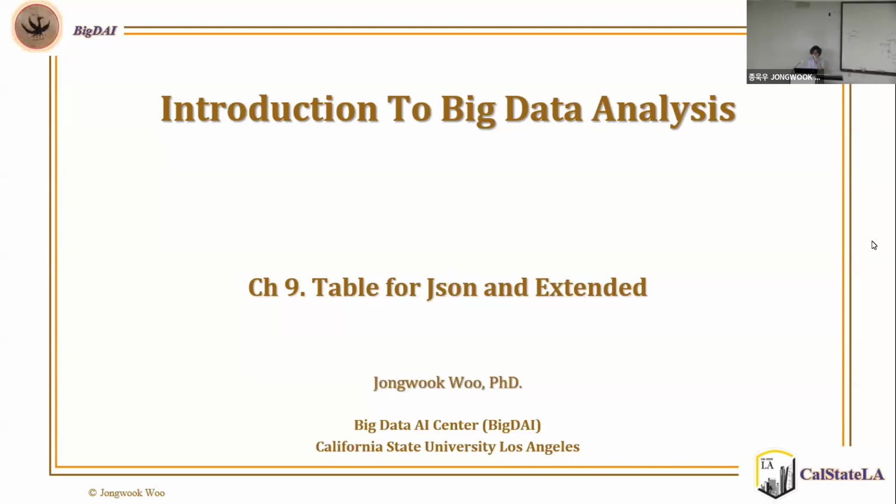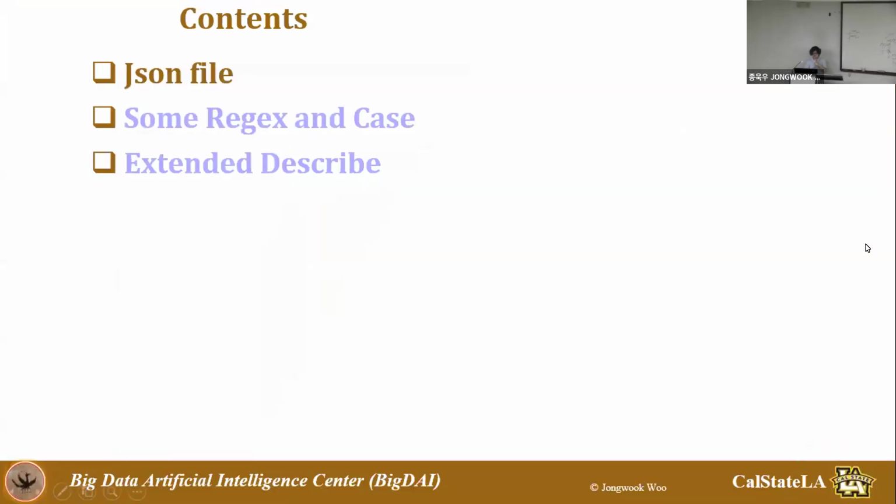Okay, so let's take a look at the table for JSON file and its extension. In this example, I'm going to go over the JSON file. So far, for the data file, you've been using the text file that includes CSV file and TSV file. Comma separated value and tab separated value, or sometimes you use white space as the separator. But there is also a JSON file that is used to share data files with other organizations.